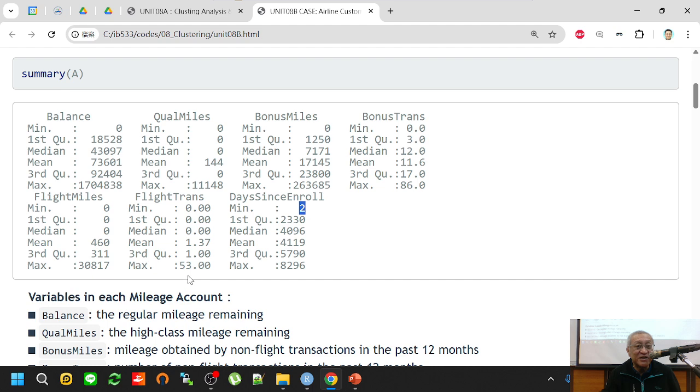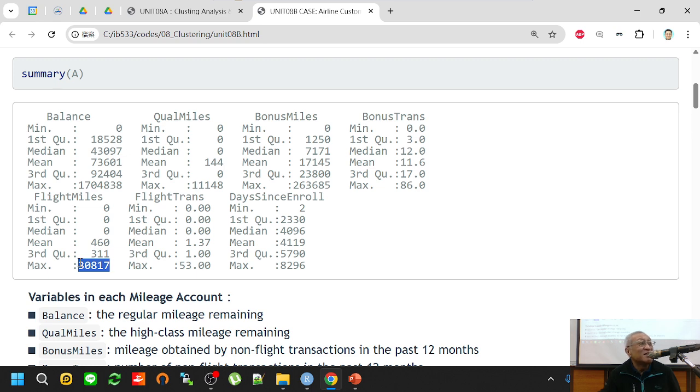And as you can see, the number of transactions is less than 100, right? Because in 12 months, actually on average, every member just flies 1.37 times, but there's a very frequent flyer who flew 53 times during a year, right? And this is the mileage, right?